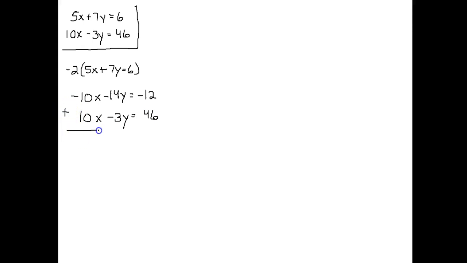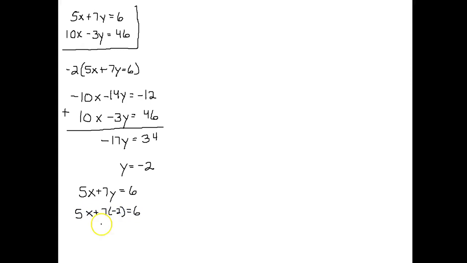Going to add those two together. So we got negative 17y equals 34. So y equals -2. All right, then I'm going to go back to one of the equations. It doesn't matter which one. I'm going to choose 5x plus 7y equals 6. I'm going to plug in that -2 for y. So I got 5x minus 14 equals 6. 5x equals 20. x equals 4. So now I've got my ordered pair solution. 4, -2.